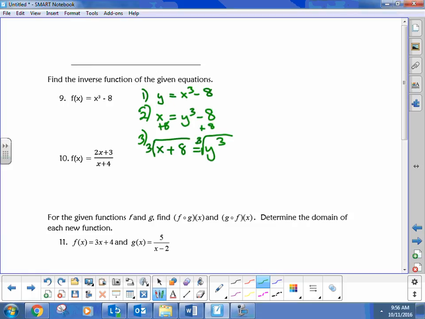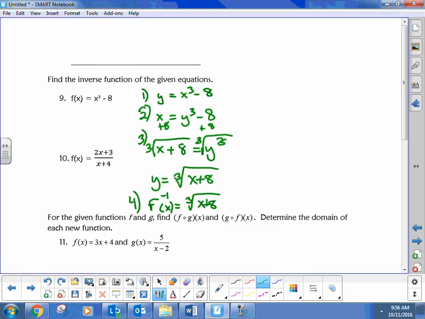Cube root, that's going to cancel out those cubes. And my final result, well, not my final, but my solved result, it's going to be the cube root of x plus 8. The very last step, you want to change the y to the inverse. So step 4, the inverse of x is equal to the cube root of x plus 8.